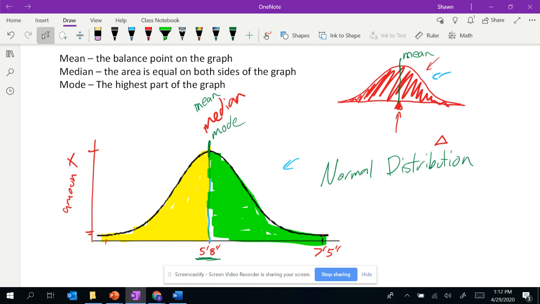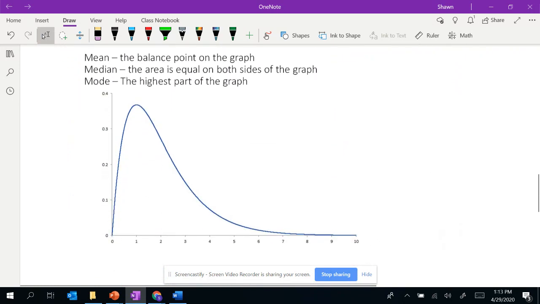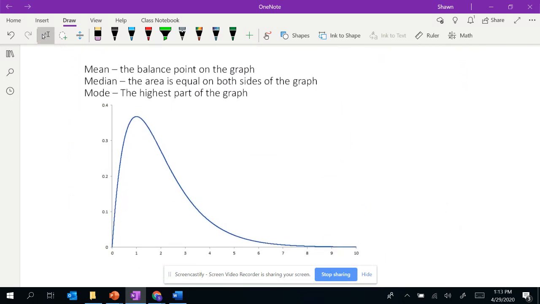This is what a normal distribution looks like. Under a normal distribution, your mean, median, and mode should be the same number, or very, very close to being the same number. So when can we have mean, median, and mode not being the same number? When you don't have a normal distribution, that's when mean, median, and mode are not the same. So let's take a look at something that is not a normal distribution. Here is something not normal. We can tell it's not normal because it's definitely not symmetrical.